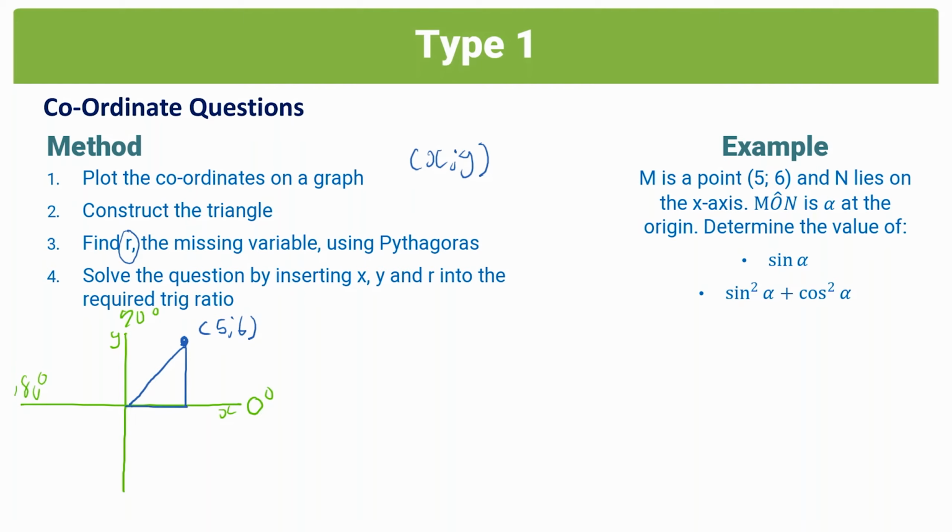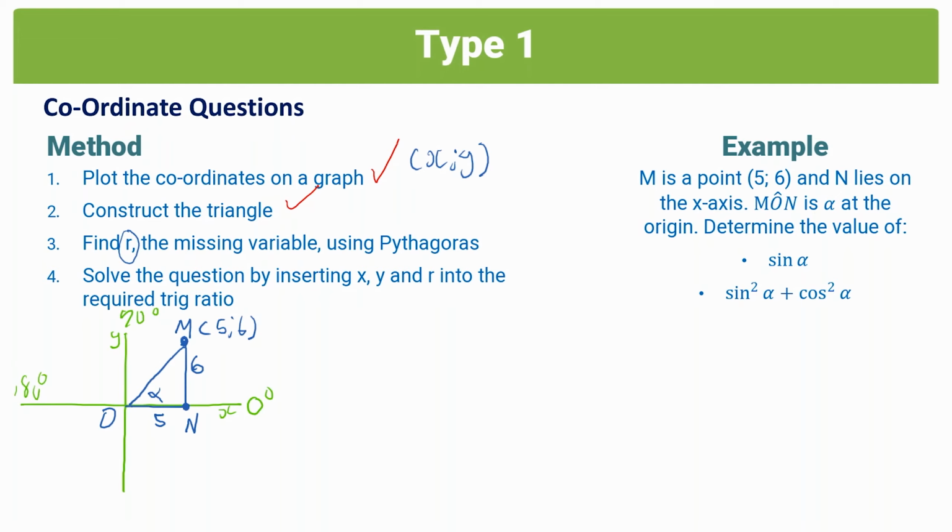We know that 5 is our x variable, so it'll correspond to this bit of the triangle here, and this is our y bit there, so that will be 6. We are told that this point here, (5, 6), is M, and N lies on the x-axis. So this bit over here is going to be N, and our origin is O, because they tell us that alpha forms the angle MON at the origin. So we've completed steps 1 and 2: we've plotted our coordinates on the graph and constructed our triangle. Step 3 tells us to find r, our missing variable, using Pythagoras.